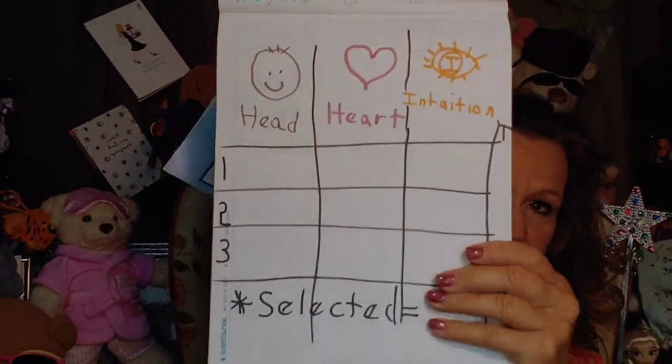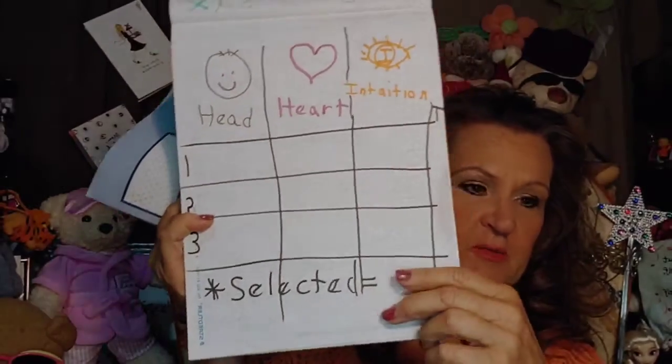So yesterday we picked an action and we took an action, and we used the head, heart, intuition tool. We used that to decide which of the three options that we circled from the previous day's brainstorming we would use, because we always want to be improving our decision making. What are we going to do next?